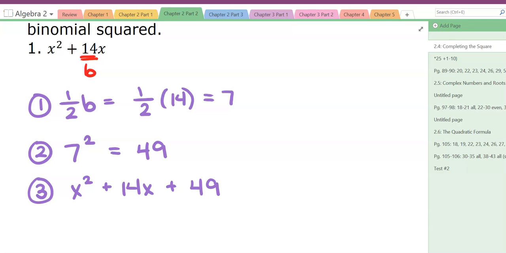So if you look at this problem, what two numbers are going to multiply to 49 and add to 14? It should be the same number twice. What do you guys think? What numbers are going to multiply to 49 and add to 14? 7. So I'm going to write this as x plus 7 squared.